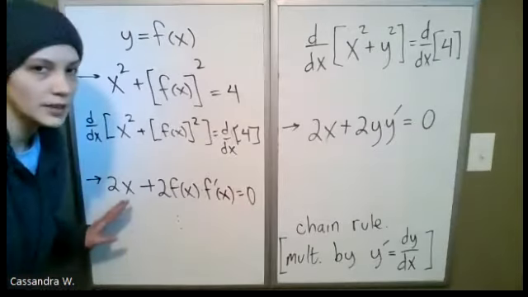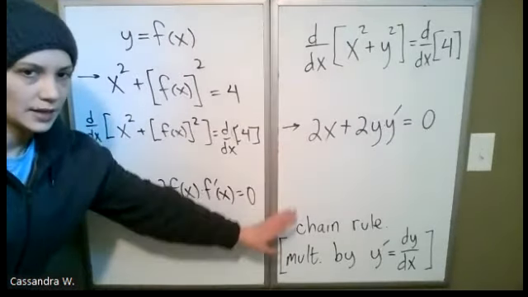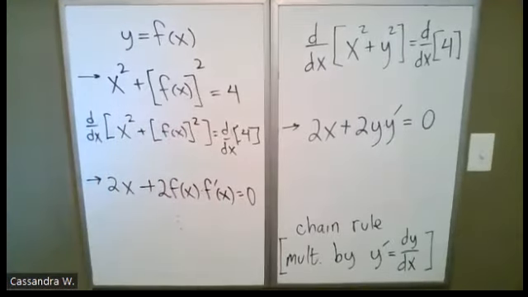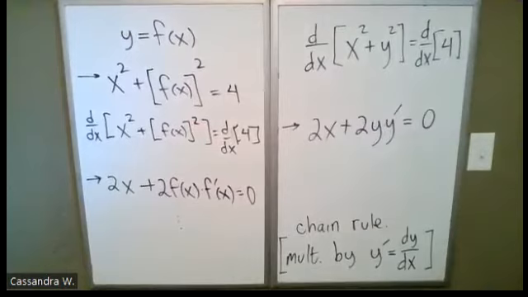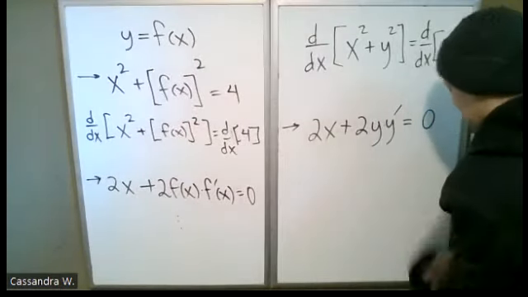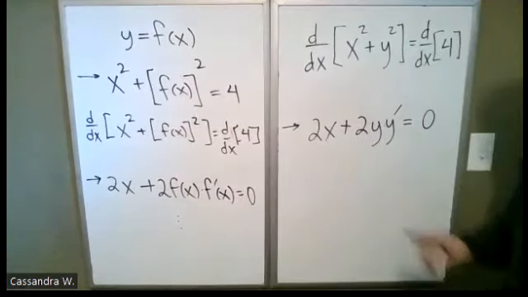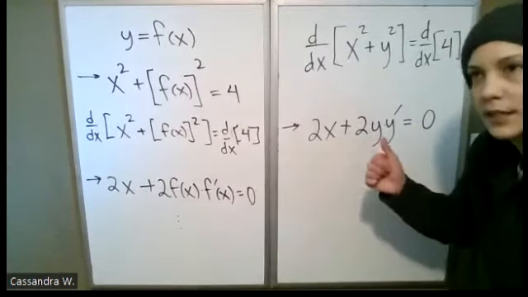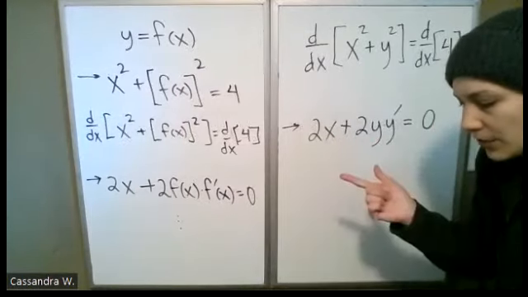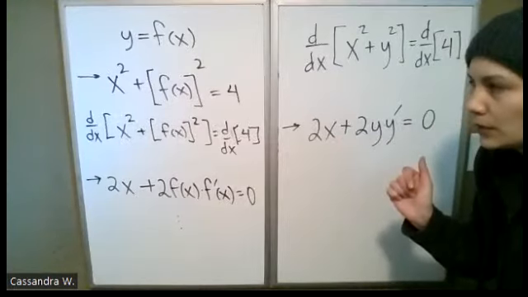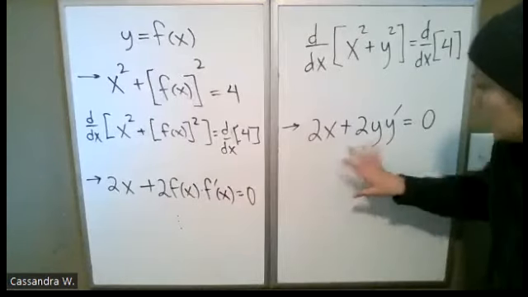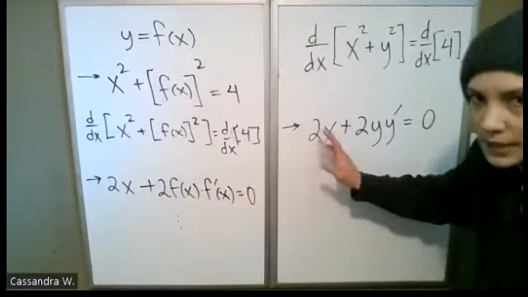You can keep solving this way. We're going to go over here and just solve it that way. They're saying the same thing. So we take the derivative. We remember to multiply by y prime when using the chain rule. We want to isolate y prime, and then we'll be done. So let's subtract 2x from both sides.